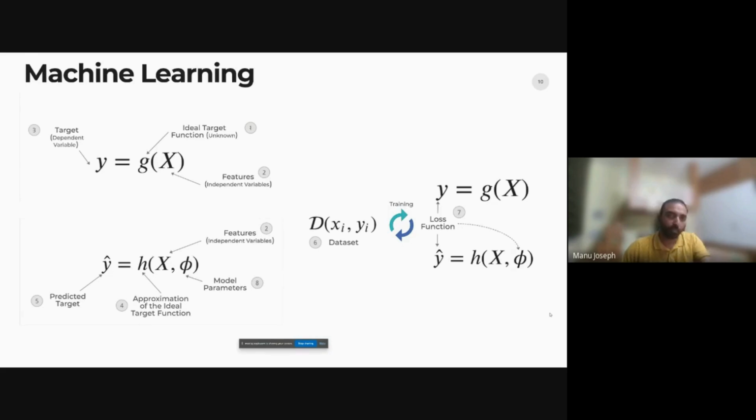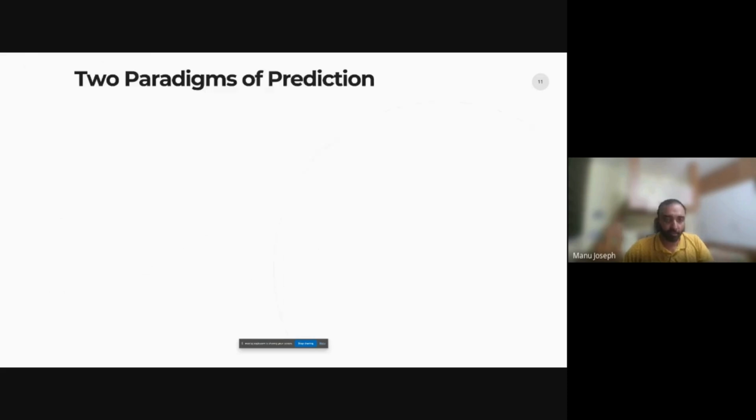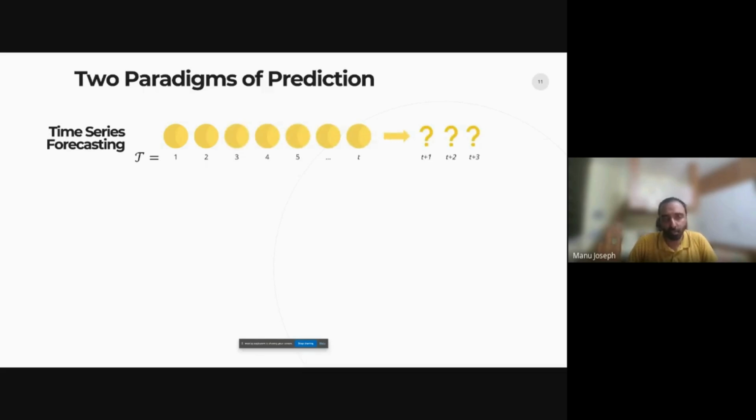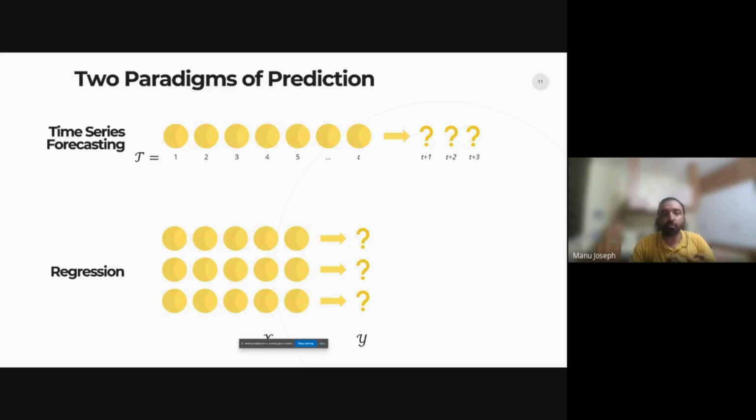So now, with this in mind, let's look at two paradigms of predictions. On one side, we have time series forecasting, which basically says that I have a sequence of values which is taken in time, recorded in time. We have t time steps, and then now we want to forecast what is t plus 1, what is t plus 2, what is t plus 3, etc. On the other hand, we have regression, which is basically machine learning for continuous variables. We have a data set of examples. We have x's and a corresponding y, right? On the face of it, this looks very different. But the question is, can we convert time series forecasting into a regression?